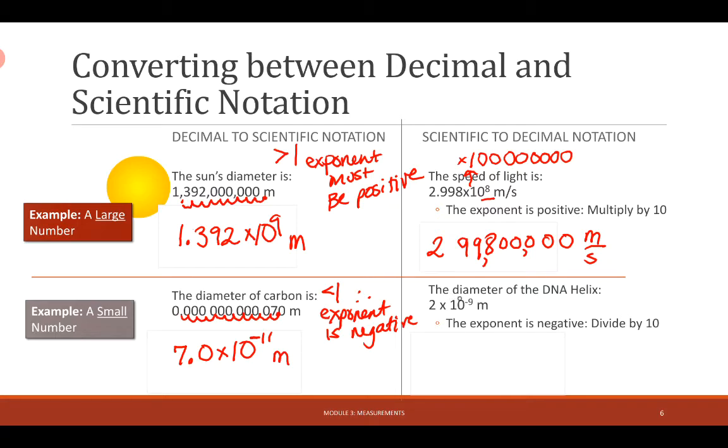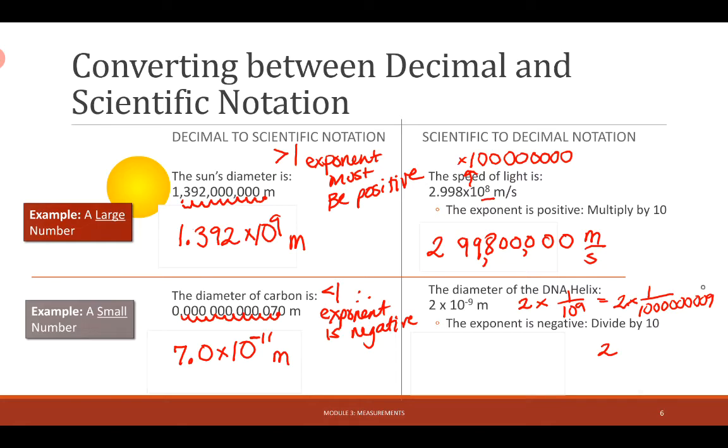All right. For our next one, it says the diameter of a DNA helix is 2.2 times 10 to the minus 9 meters. So the exponent's negative, and so I'm going to have to pretty much divide by 10 9 times. That's going to make my number really small. And so you can think of this as 10 to the 9th, and that's 2.2 times 1 over 10 with 9 zeros.